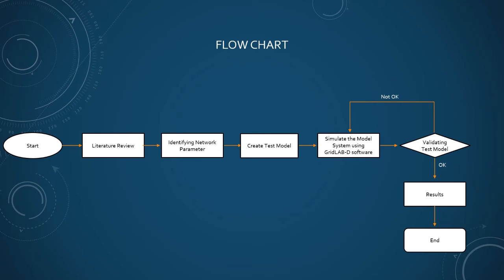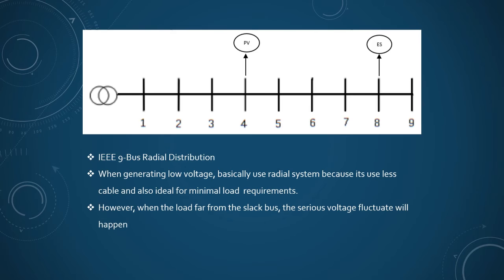If the test model is not okay, we go back to simulating the model system using GridLabD software. If the system is okay, we move into the result. So this is the IEEE 9 bus radial distribution network that I use in this project. When generating the low voltage, basically we are using a radial system because it uses less cable and is ideal for minimal load requirements. However, when the load is far from the slack bus, serious voltage fluctuation will happen.